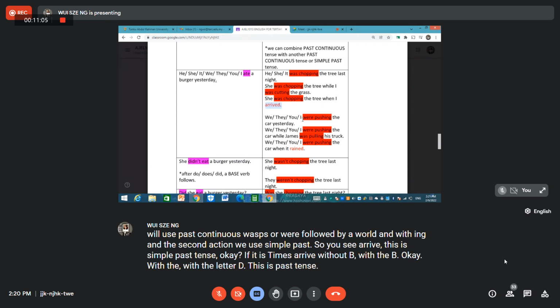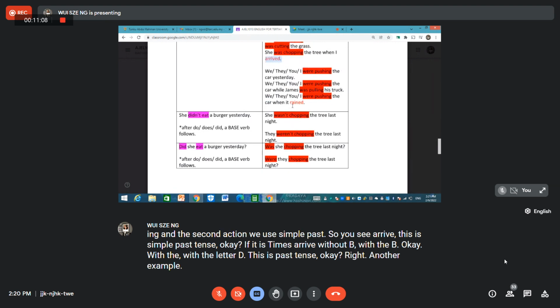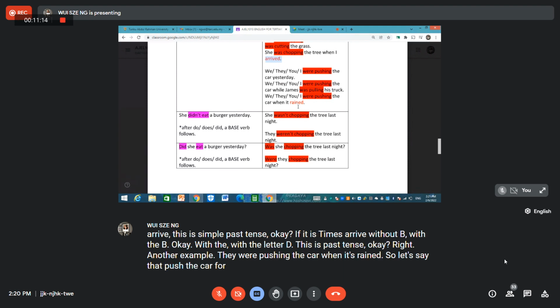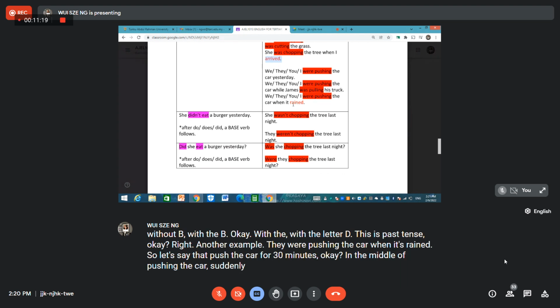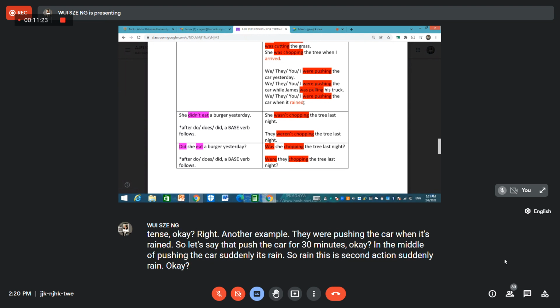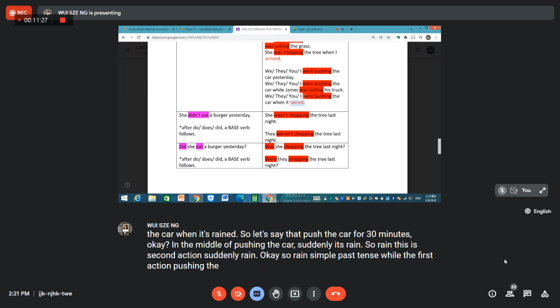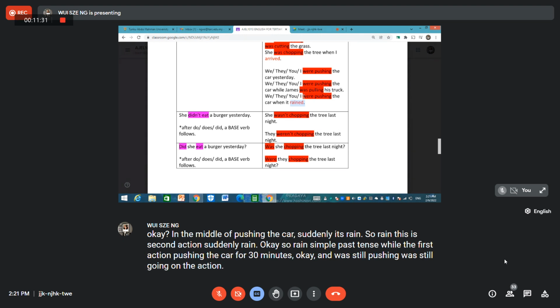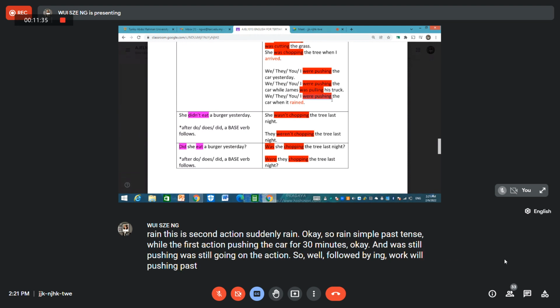Another example. They were pushing the car when it rained. So let's say they pushed the car for 30 minutes. In the middle of pushing the car, suddenly it rained. So rain, this is the second action, suddenly rain. So rained, simple past tense. While the first action, pushing the car for 30 minutes, was still going on. So were followed by ing verb, were pushing, past continuous.